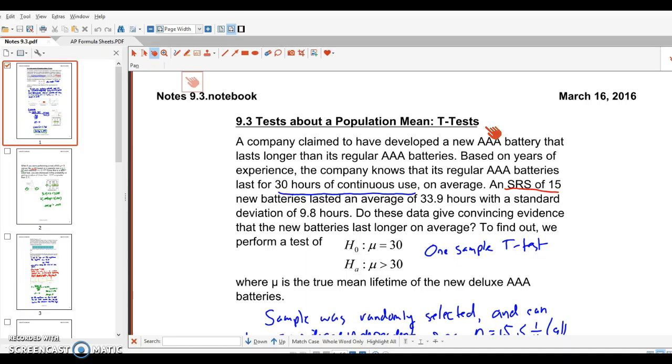The only difference in the wording would be the population deviation would be given, and it would have to be given to you.